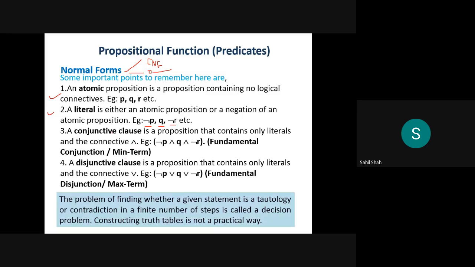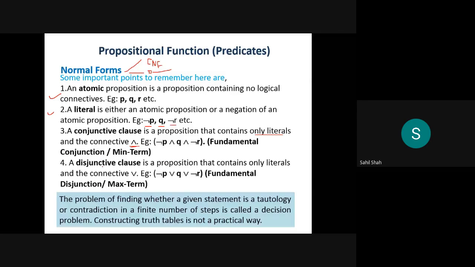What is it? A conjunctive clause is a preposition that contains only literals and the connective. Literals means I could have a preposition or its negation, and the connective is conjunction. That is the reason for the name conjunctive clause. We are having only literals and the connective conjunction. Example, negation P, conjunction Q, conjunction negation R. This is also known as fundamental conjunction or minterm. So whenever there is usage of conjunction, you have to go for fundamental conjunctions.